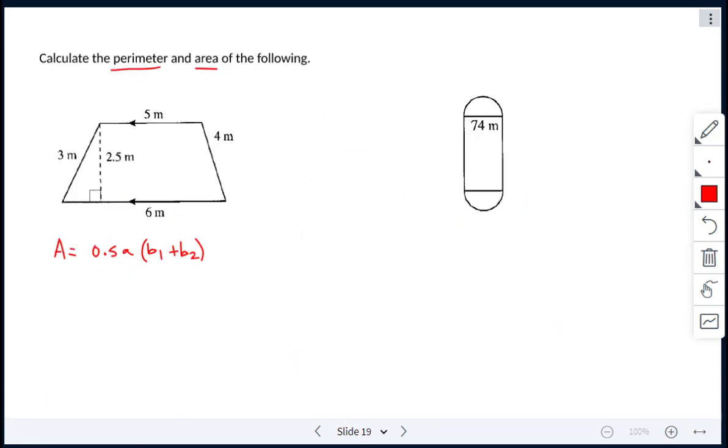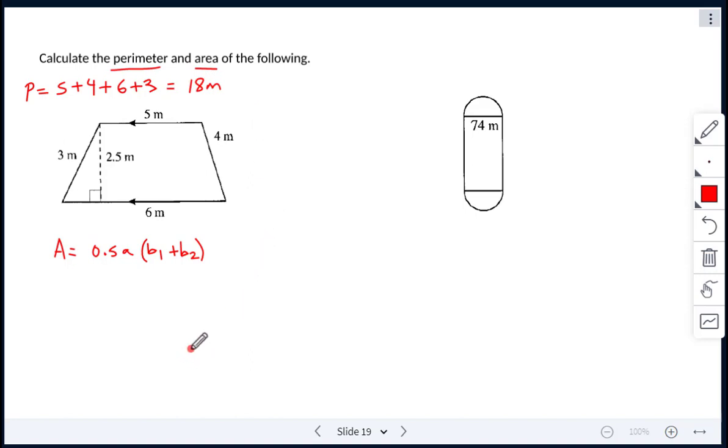All right, so for perimeter and area of this trapezoid, so perimeter, all we're going to do is add up all the sides. So for perimeter, we're just going to add up 5 plus 4 plus 6 plus 3. Add that all together, and our perimeter is 18 meters. All right, so there's our perimeter.